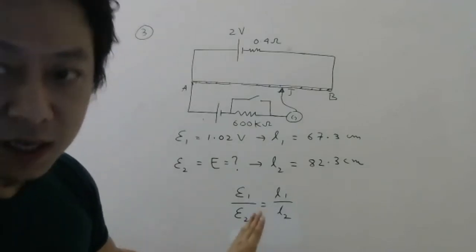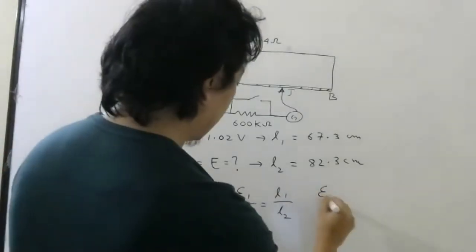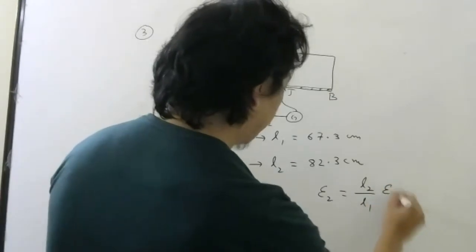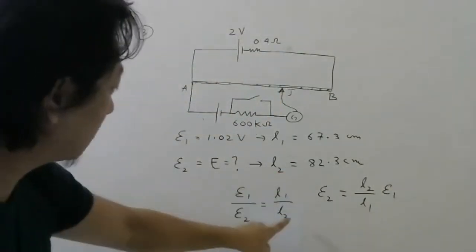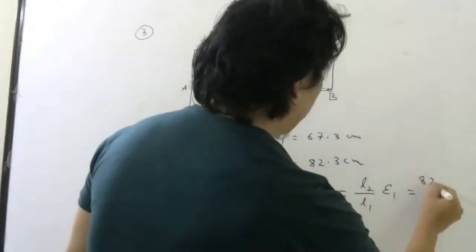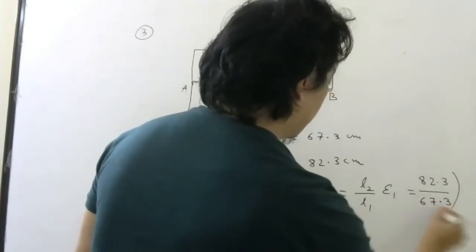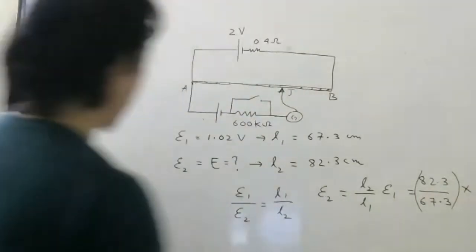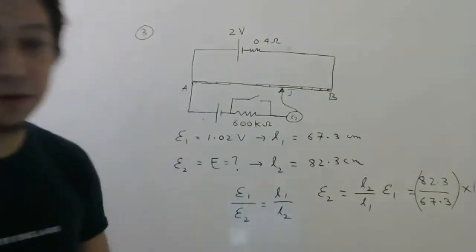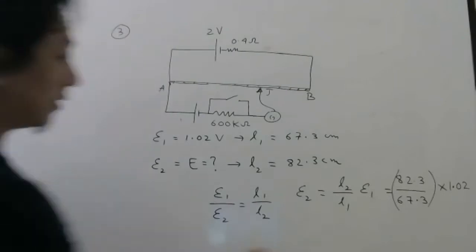So E1 by E2 is L1 by L2. This formula we have done yesterday, right? Since you want E2, cross multiply, E2 will be L2 by L1 into E1. L2 will come here, L1 will come here. So L2 is 82.3, L1 is 67.3. First you divide, then you multiply with the EMF of the known cell, 1.02. What is the answer?